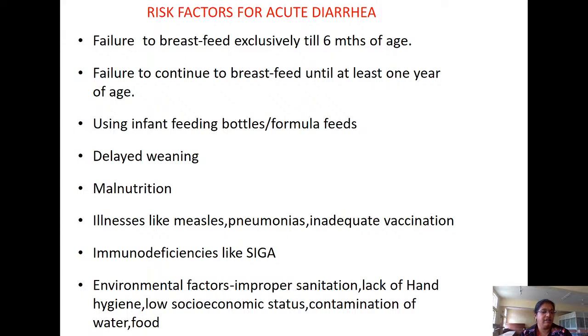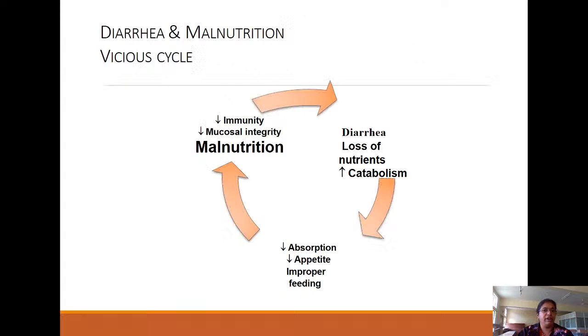Then malnutrition. In a developing country like ours, malnutrition is common, and malnutrition predisposes to low immunity, which can cause diarrhea. Illnesses like measles, pneumonia, inadequate vaccination. Now, the rotavirus vaccine is covered under the government schedule, but even that people are not taking. Immunodeficiencies like IgA deficiency, environmental factors like improper sanitation, lack of hand hygiene, low socioeconomic status, and contamination of food and water. Like we discussed, diarrhea and malnutrition are a vicious cycle.